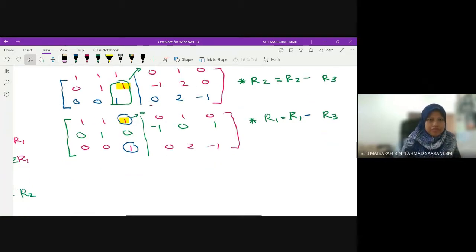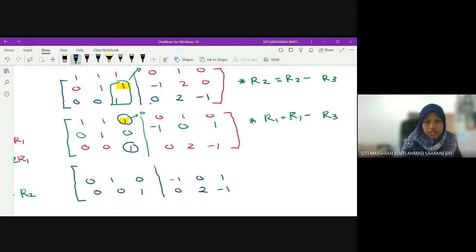So then we get yang tak berubah ni Madam salin saja. Okay. Yang berubah adalah pada first row. So then first row is become row 1 minus row 3. Okay. Yang ini 1 tolak 0, 1, 1 tolak 0, 1, 1 tolak 1, 0, 0 tolak 0, 0, 1 tolak 2, negatif 1, 0 tolak negatif 1, 1. Okay. Betul kan benda kira ni?